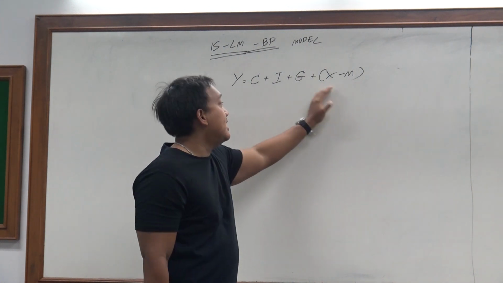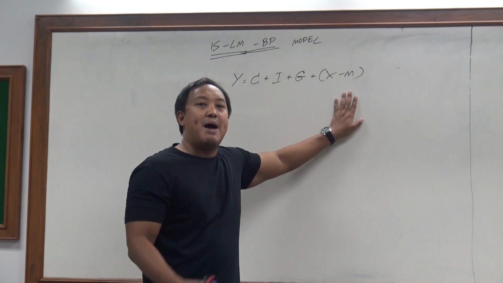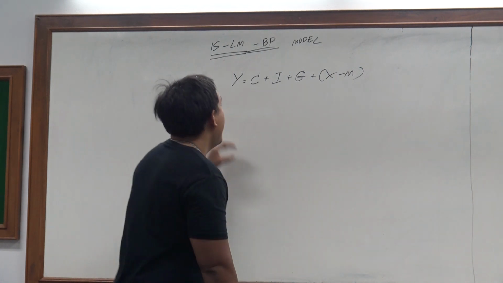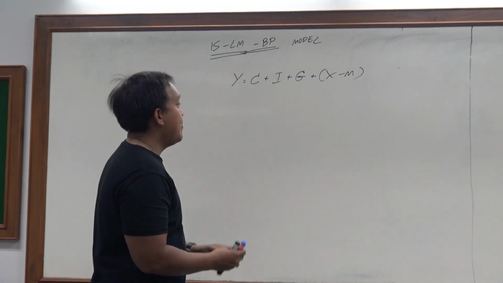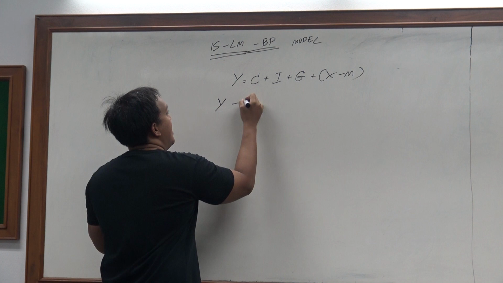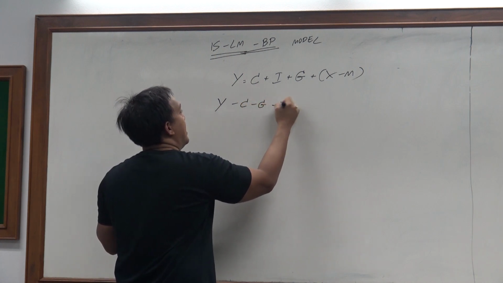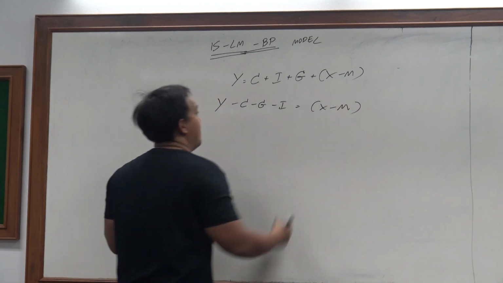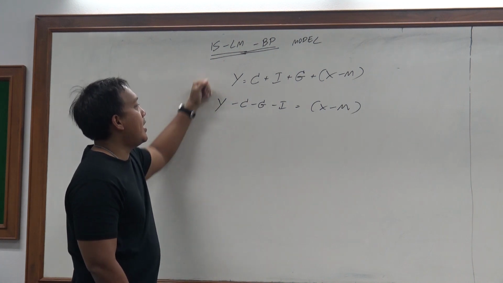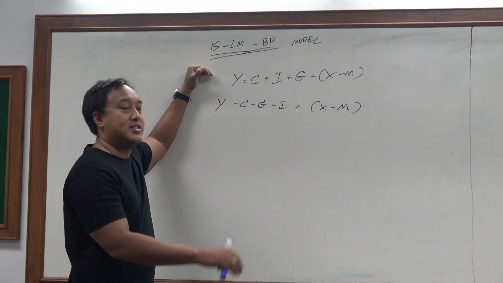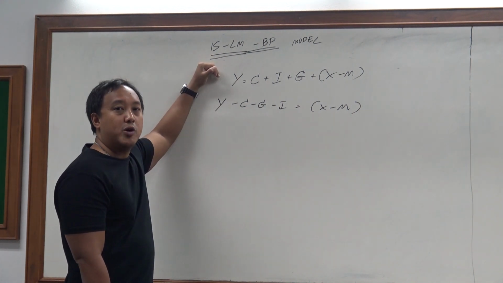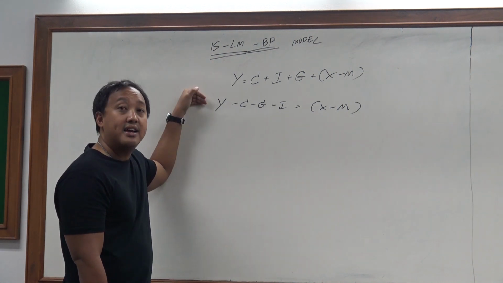When we export, we earn money. That's why this one is positive. When we import, we have to spend money out. That's why in front of import is negative. So we have this equation. If I do some math, y minus c minus g minus I equals x minus m. Rearrange the equation: minus consumption on both sides, minus investment on both sides, minus government spending on both sides. This line becomes this line.